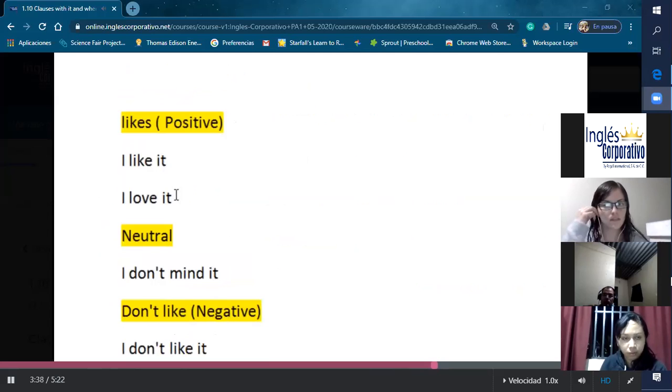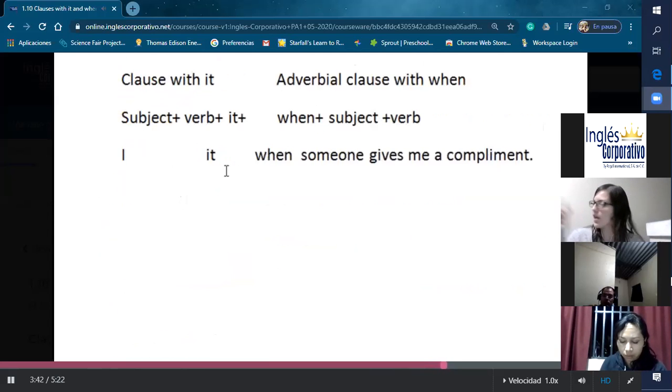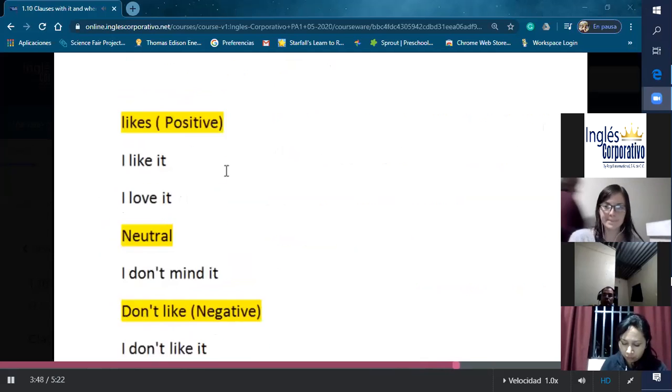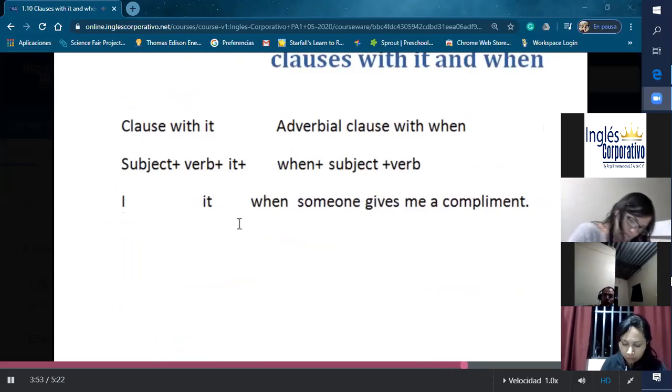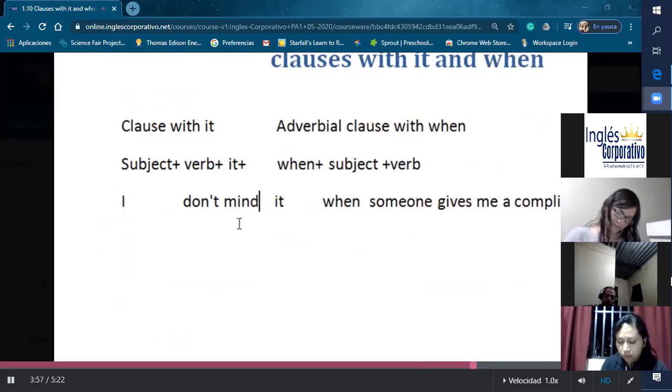Or I could say I love it. So I could change the verb. I could change something else here. I could say I love it when someone gives me a compliment. At the same time, I could also be neutral about it. I could say I don't mind it. I don't mind it when someone gives me a compliment.